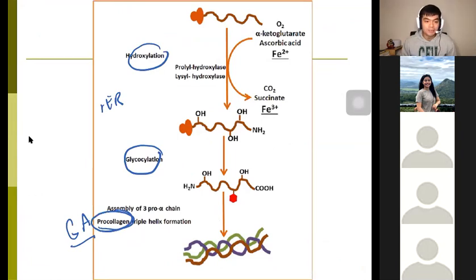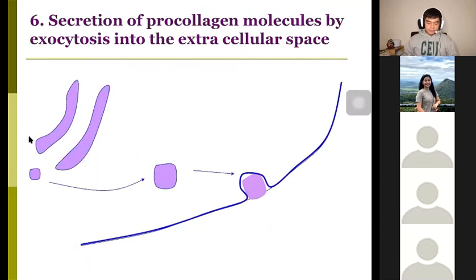Question, sa pro-collagen ba guys, lahat ba ay nakaikot na o may straight pa sa gilid? Meron pa bang straight? Yes, very good. Anong tawag sa mga straight portion sa gilid? Anong tawag doon? Registration peptides. Very good. Kaya itsura niya dito, hindi pa siya fully wounded with one another. Okay? So next, step 6 na so far, step 6.